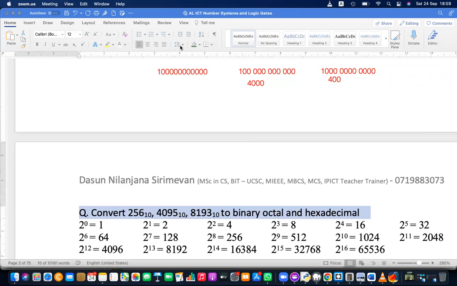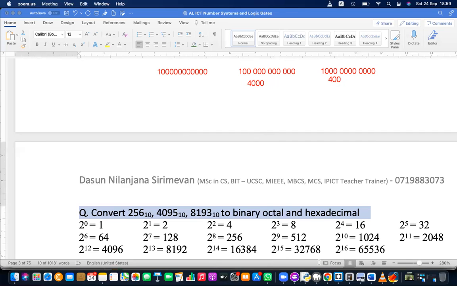See how easy. If you recognize that as a 2 to the power number, a power of two, you can find all three within a minute. You can find the binary, you can find the octal, right? And you can find the hexadecimal too.